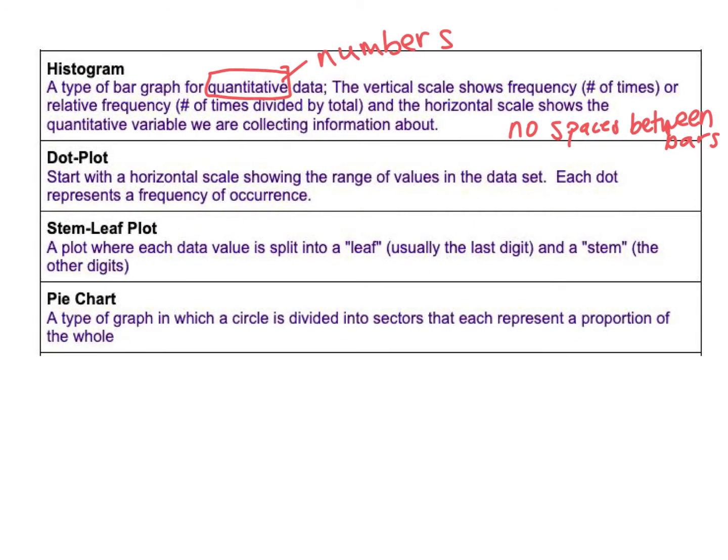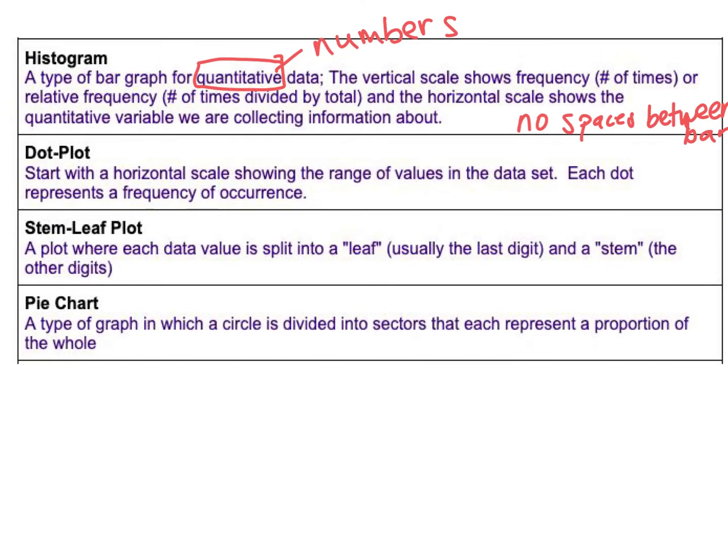Then we have dot plots. They're exactly what they sound like. It is just a range of data, and we represent it with dots. Then we have a stem and leaf plot. We'll talk about that as well: splitting a number into a stem and a leaf and plotting it that way.